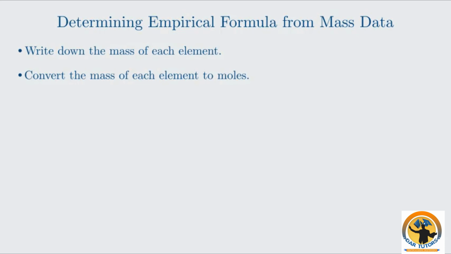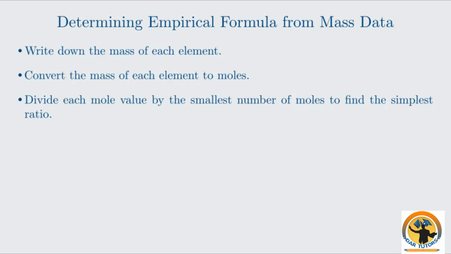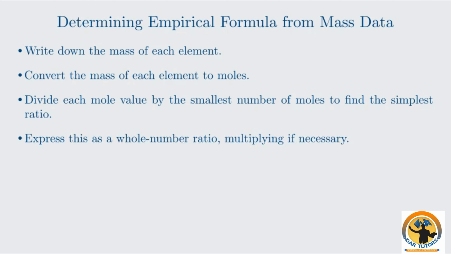We can reverse this process to determine an empirical formula from mass data. This is a common laboratory procedure. The steps are: first, write down the mass of each element. Second, convert the mass of each element to moles. Third, divide each mole value by the smallest number of moles to find the simplest ratio. Fourth, express this as a whole number ratio, multiplying if necessary. Finally, write the empirical formula.